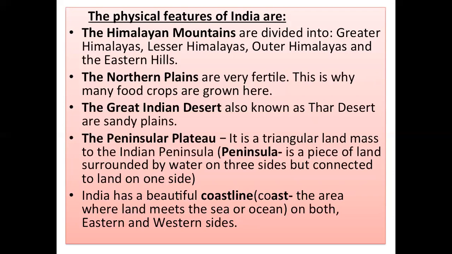Now, what is a peninsula? A peninsula is a piece of land surrounded by water on 3 sides, but connected to land on 1 side. India has a beautiful coastline. Now, you must be wondering, what is a coastline? So, coast means the area where the land meets the sea or ocean. On both eastern and western sides, we have the coastline. So, children, I hope everybody followed this very well. Now, let us go and see the video.